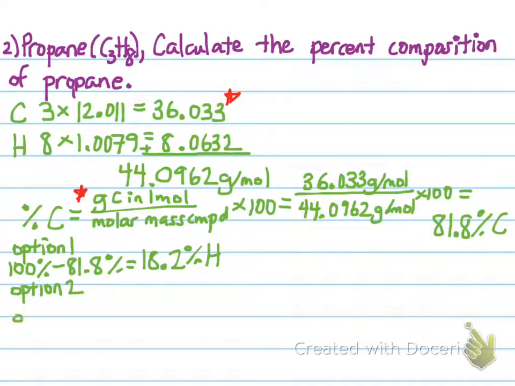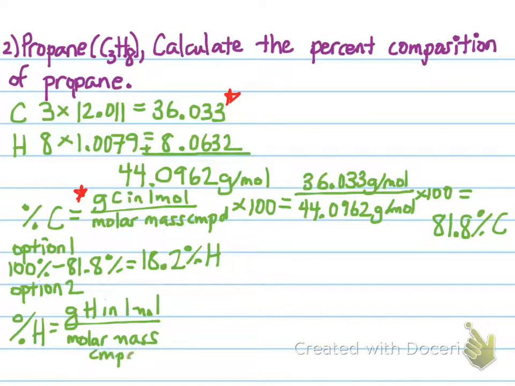So my suggestion again is to do percent of hydrogen is the grams of hydrogen in 1 mole divided by the molar mass of the compound times 100. Again, I have this number. It's 8.0632. I know my molar mass.